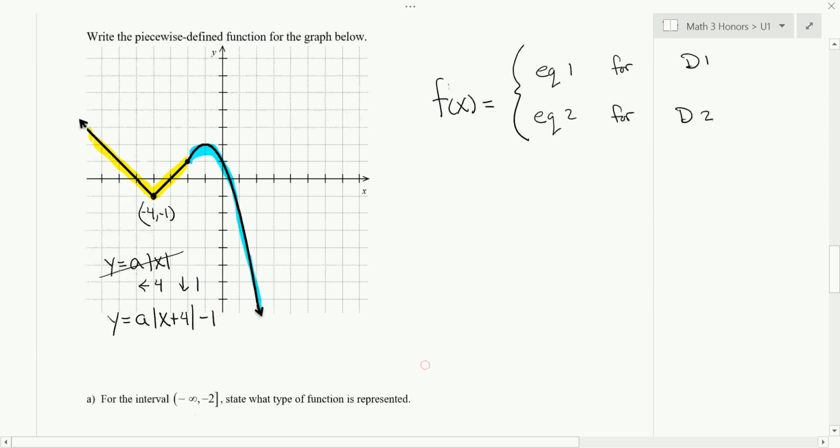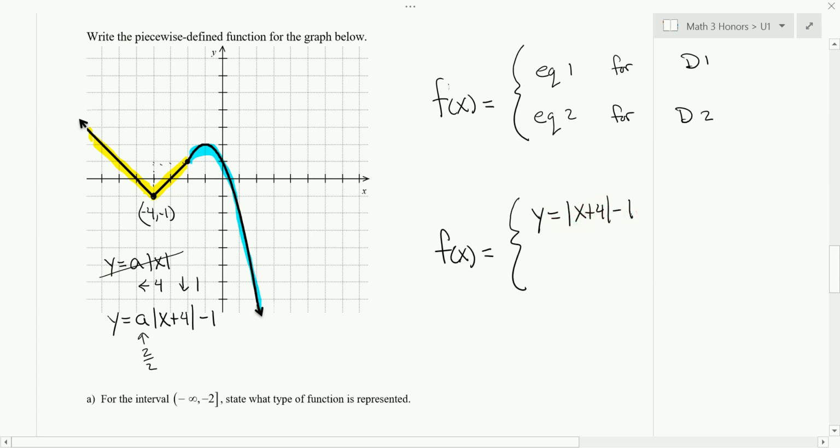Okay. And then I need to find out what a is. A is the slope of the right-hand side. And so I pick 2 points on the right-hand side and just count, well, what's the rise over run? So I go up 2, right 2. And so a is going to be 2 over 2, which is 1. And so now I have my first equation. So f of x is y equals absolute value of x plus 4 minus 1.